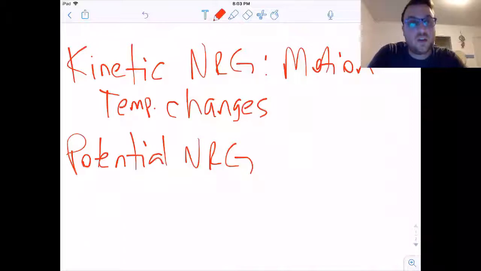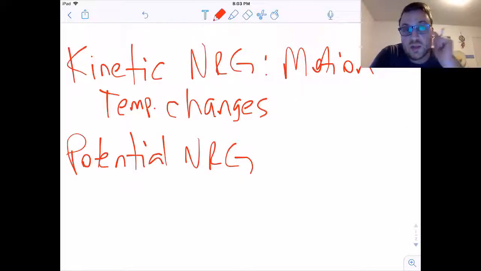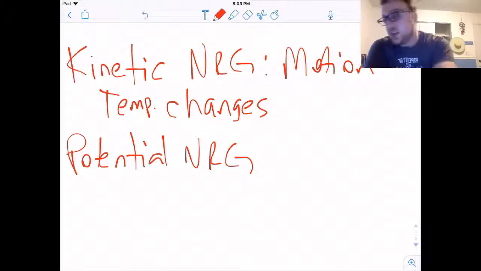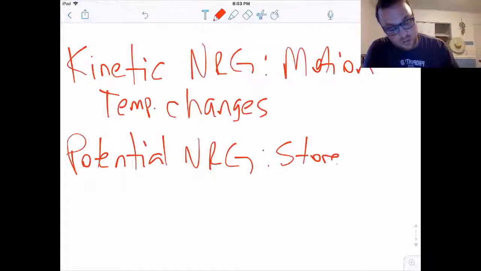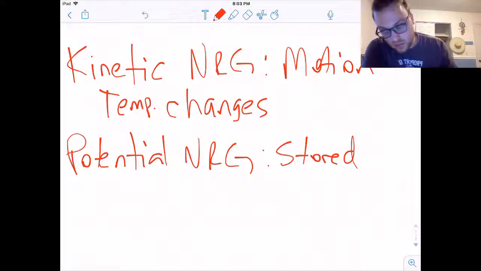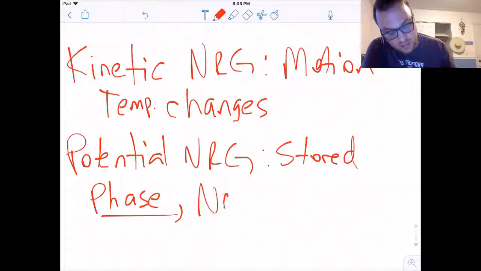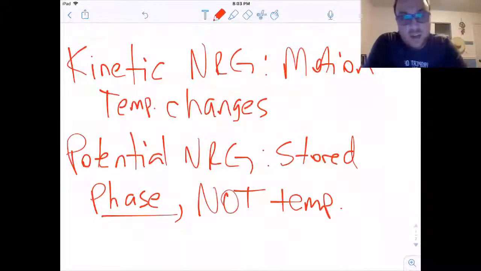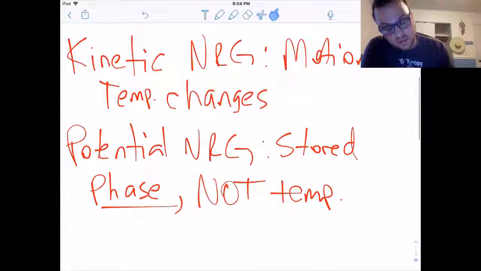So when we look at those heating and cooling curves, any part of the curve that's changing temperature, we consider a change in kinetic energy. We have potential energy, which is stored energy. It's defined as the energy of position. So it is all about phase changes, not temperature changes. When we think of temperature changes, we think kinetic energy, and we think of potential energy dealing with phases.